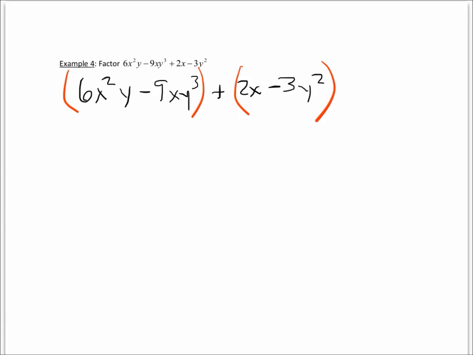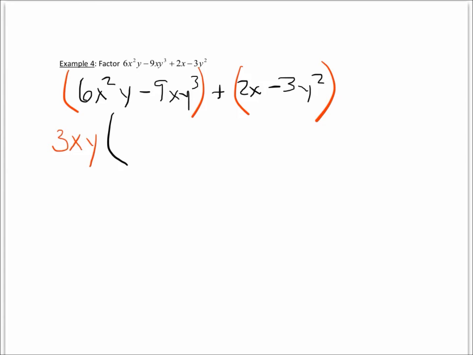Out of the first group, I look at the numbers first. I notice a 6 and a 9, which means that a number that divides into both of those would be a 3. Now I look at the variables. X squared and x means that there is one x common between them. And finally, 1y and 3y's means that there is 1y that is common between them.